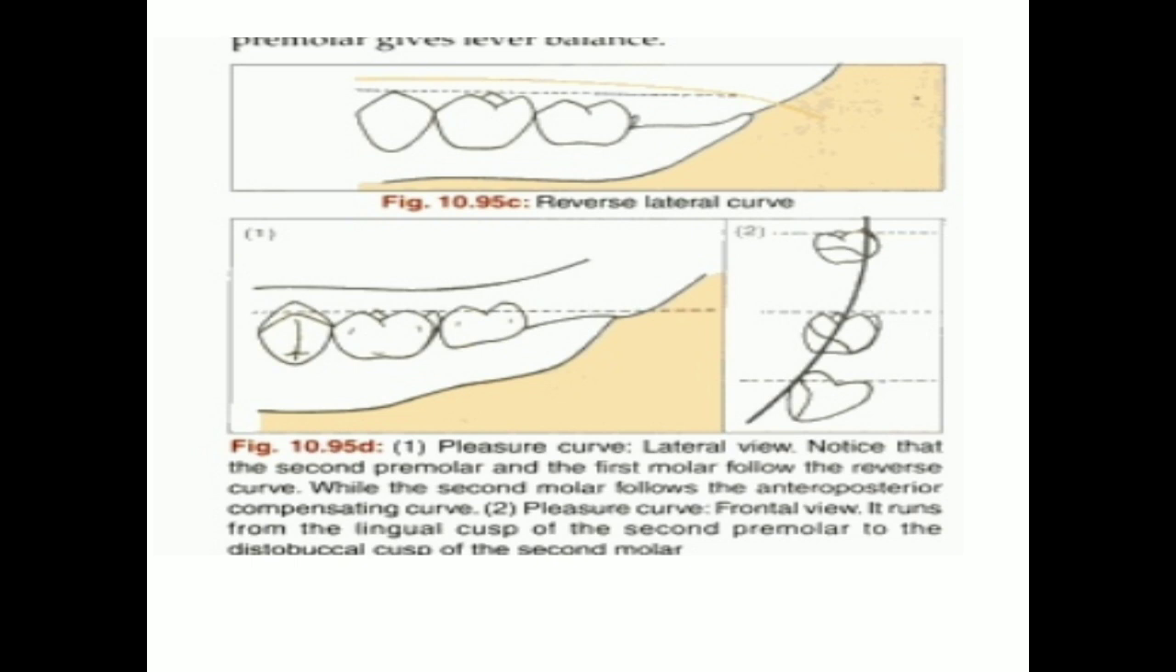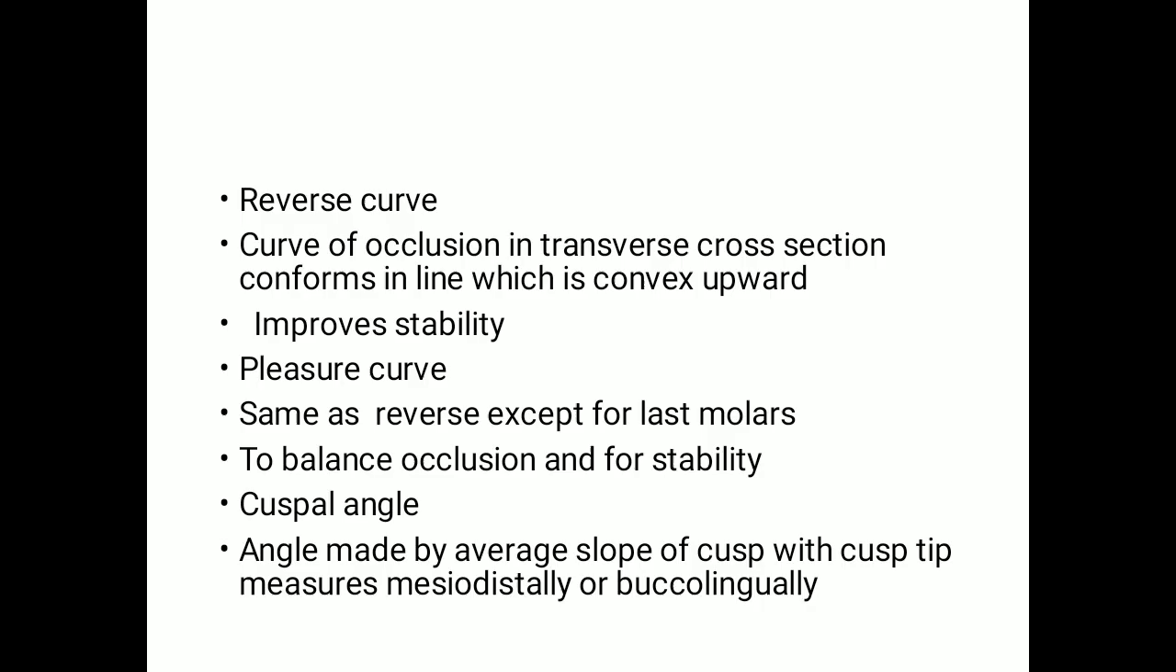In the frontal view, it always runs from the lingual cusp of the second premolar to the distobuccal side of the second molar. The reverse curve is defined as the curve of occlusion in the transverse position which is convex upwards. It is mainly used for improving stability. The next one is the pleasure curve. It is the same kind as the reverse curve, except in the last molars, where the positions are variously involved. It is mainly used for balancing the occlusion and also for stability.